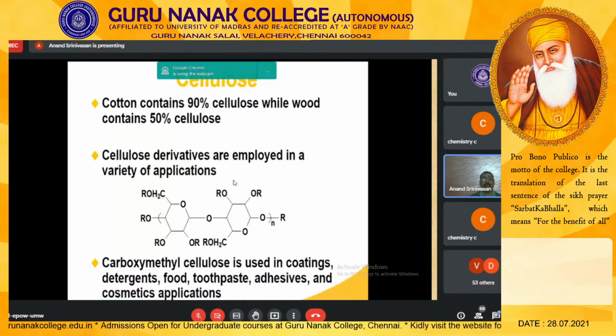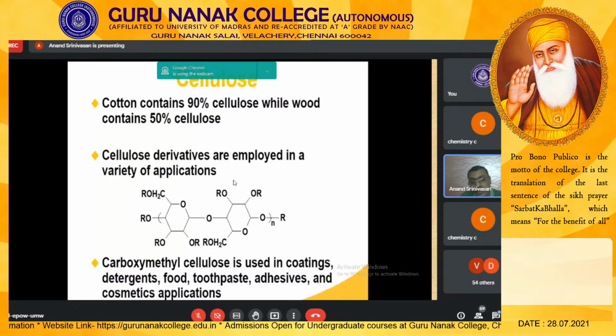Similarly, you can use cellulose. Cotton contains 90% cellulose, while wood contains 50% cellulose, and they are employed in a variety of applications. So you can use carboxymethyl cellulose, because the natural cellulose is not water soluble. Therefore, if you want to make it water soluble, you have to convert it into corresponding derivatives: carboxymethyl cellulose, ethyl cellulose, hydroxypropyl cellulose. In fact, they find plenty of applications in healthcare, especially as a coating for capsules. They are used as a drug delivery material. So carboxymethyl cellulose or cellulosic derivatives are the ones used predominantly in healthcare application.